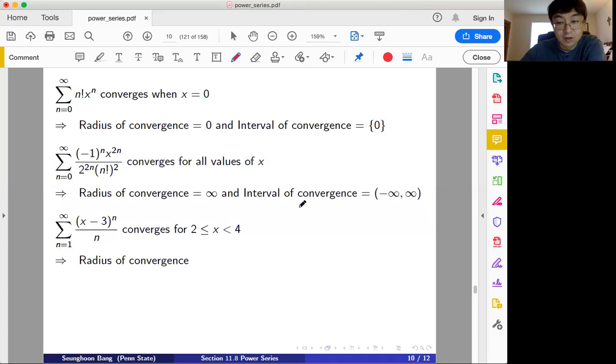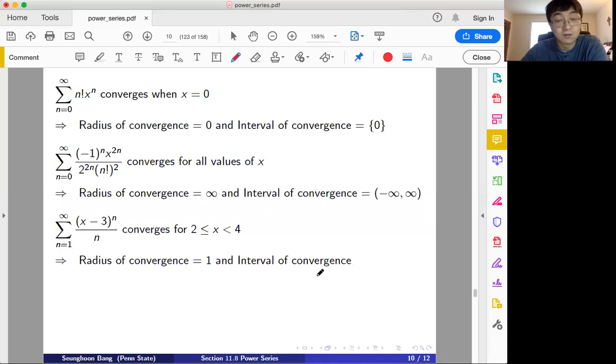How can you find the radius of convergence? You can check the length of this interval. What's the length of this interval? The length of this interval is exactly the right-hand point minus the left-hand point, like 4 minus 2. What about the radius? It's always divided by 2. 2 over 2 is 1. So we have 1.